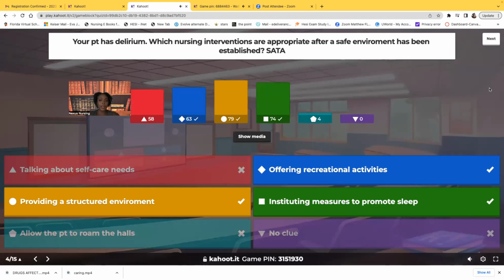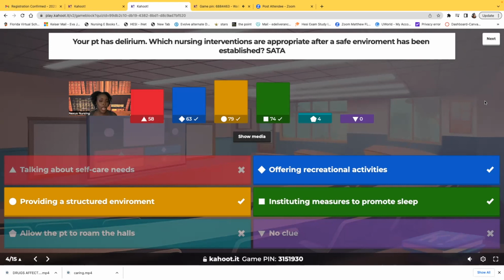Okay, so let's talk about this. The signs and symptoms, nursing interventions for a patient with delirium. Remember, delirium, short term, hopefully reversible once we find that underlying cause, where dementia is long term, it's chronic, it's progressive. We're talking about a delirium. What are we going to do for our patient?